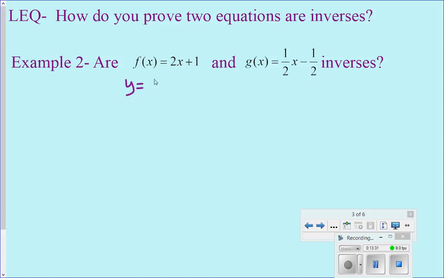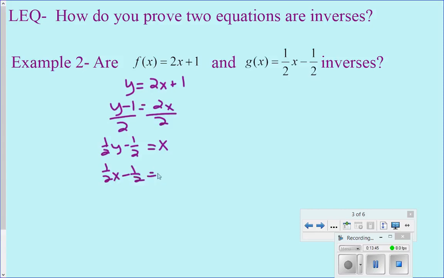So y equals 2x plus 1, so I'm going to subtract 1 and divide by 2, of course, to solve for x. So I have x equals 1/2 y minus 1/2. So 1/2 x minus 1/2 is equal to y. So I can see that is the other equation. I do want you, though, to show it the other way around. So I want you to show y equals 1/2 x minus 1/2.